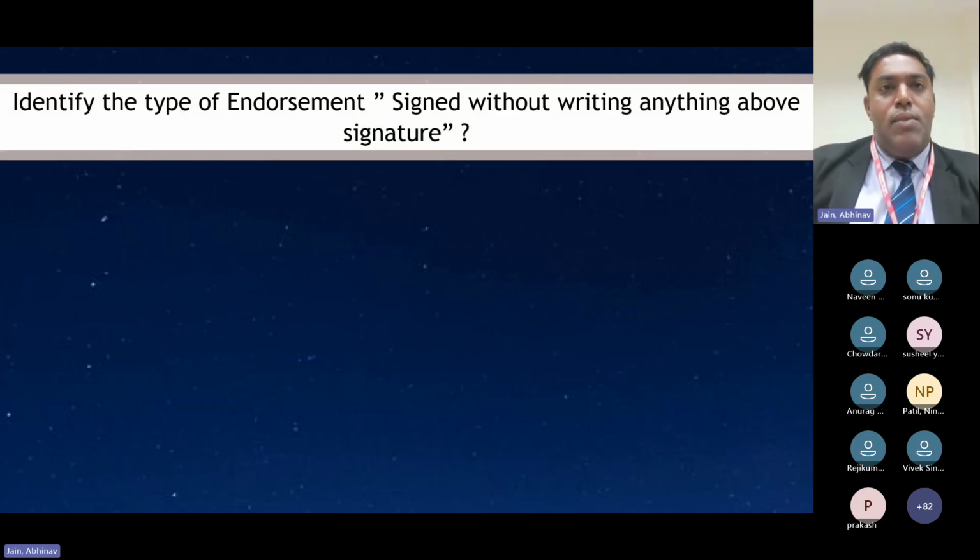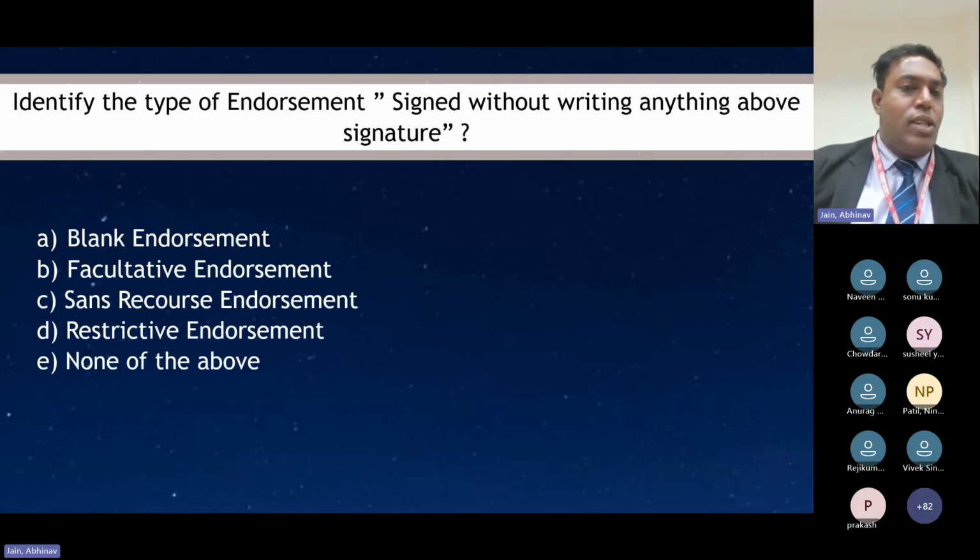Next question. Identify the type of endorsement where signed without writing anything above the signature. Let's say you have signed, you have endorsed the check, and nothing is written in that endorsement. What type of endorsement is that? Give the correct answer. Okay, only few have responded. Please do respond.